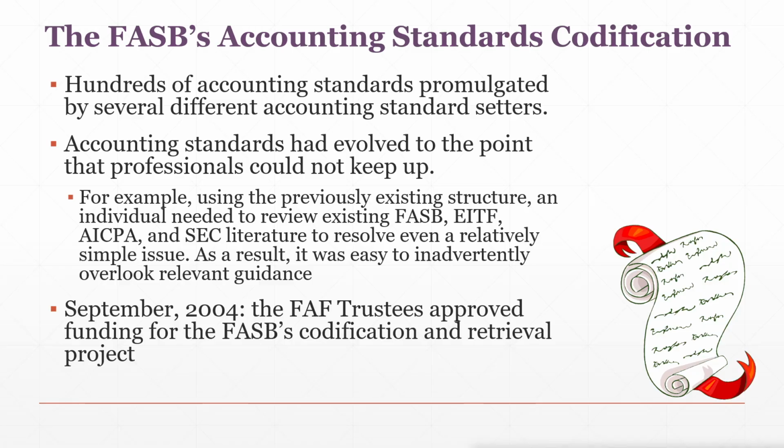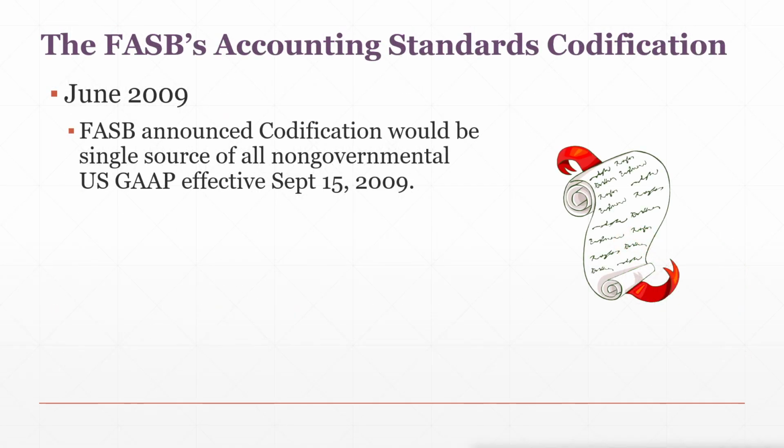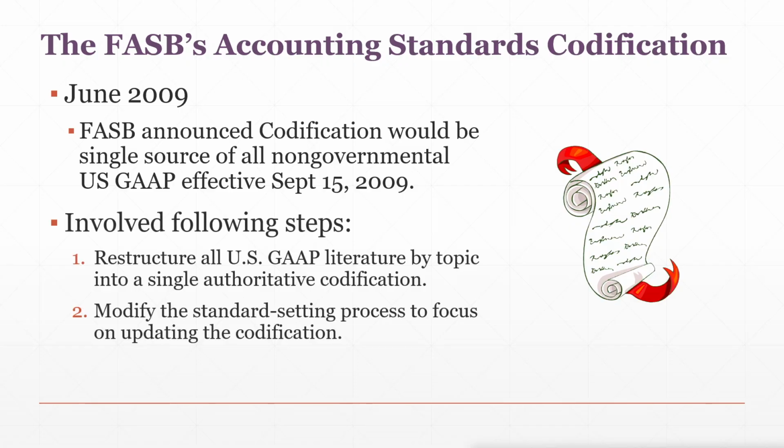So in September 2004, the FAF trustees approved funding for FASB's codification and retrieval project. So the FASB Accounting Standards Codification was born. In June 2009, FASB announced codification would be the single source of all non-governmental U.S. GAAP effective September 15, 2009. And it involved the following steps: restructure all U.S. GAAP literature by topic into a single authoritative codification, and modify the standard setting process to focus on updating the codification.